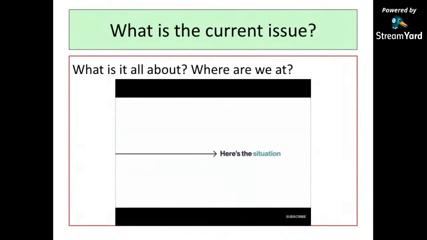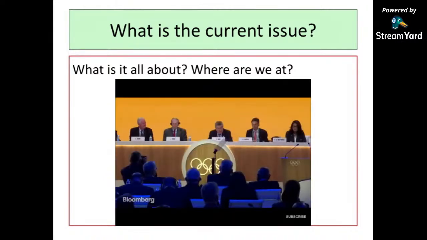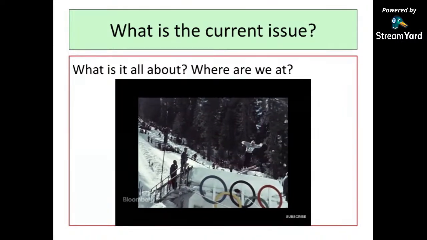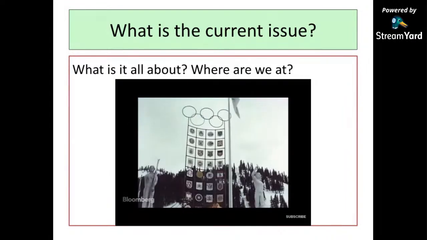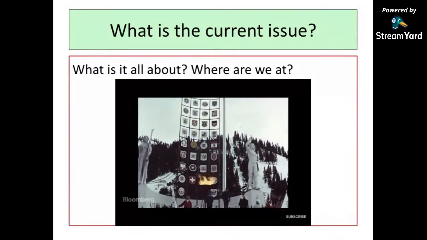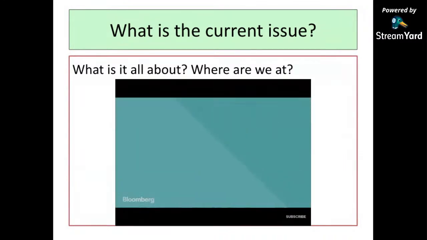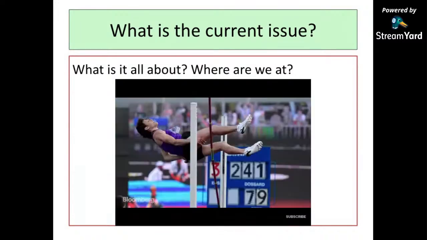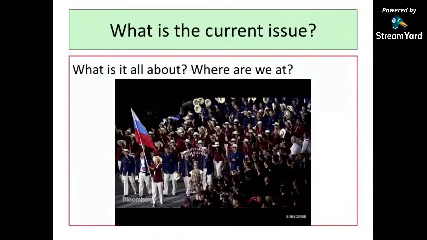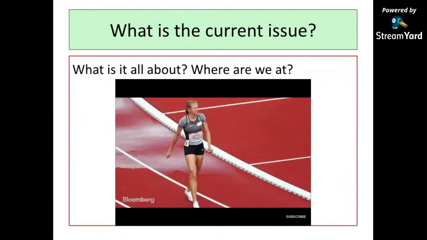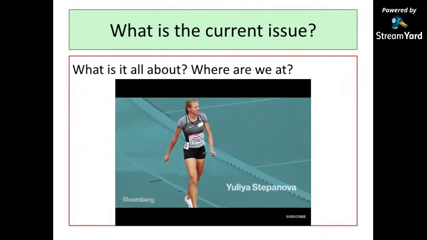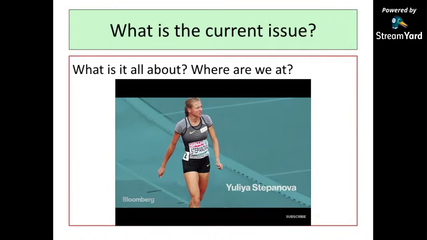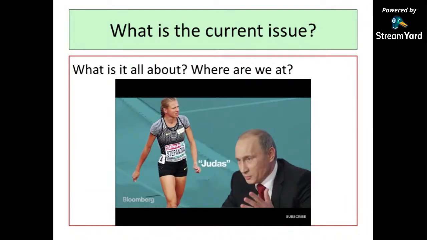So here's the situation. The International Olympic Committee, or IOC, began prohibiting drug taking in the late 1960s, but because of advances in pharmaceuticals, doping has thrived since then. The most popular methods include blood doping via injections of the hormone EPO, blood transfusions, or taking human growth hormone and anabolic steroids. Russia's Olympic track and field team and its entire Paralympic squad has been banned from the Rio Olympics. This stems from the revelations of runner Yulia Stepanova, the whistleblower who outed the Russian program and whom Vladimir Putin called Judas.